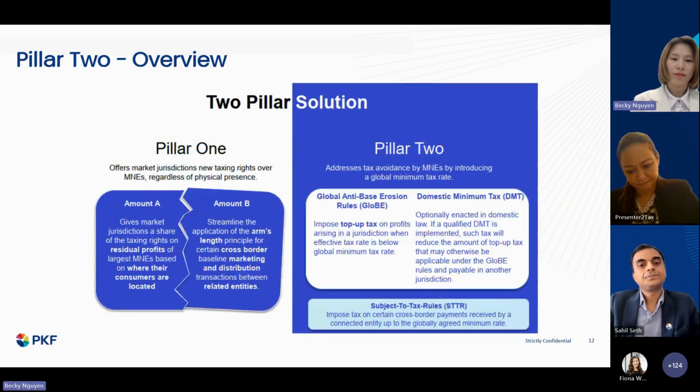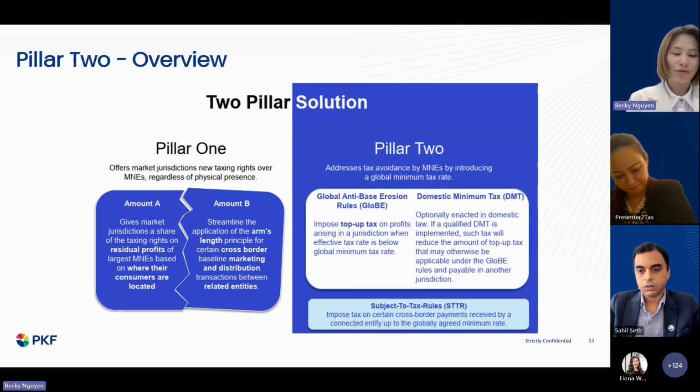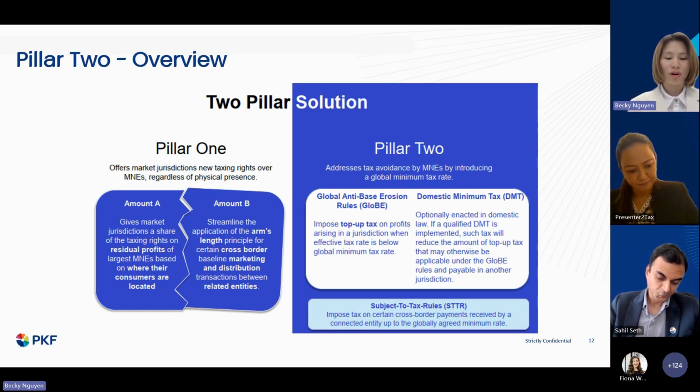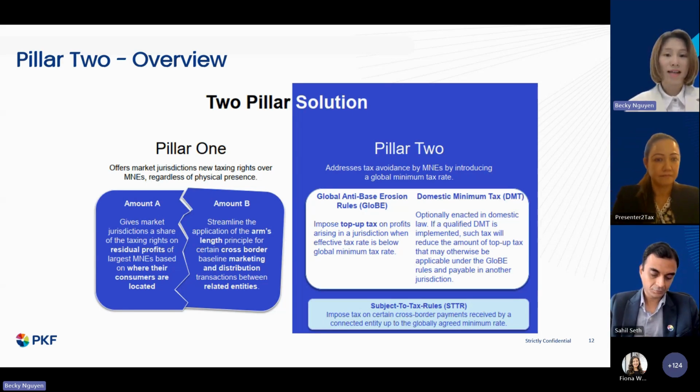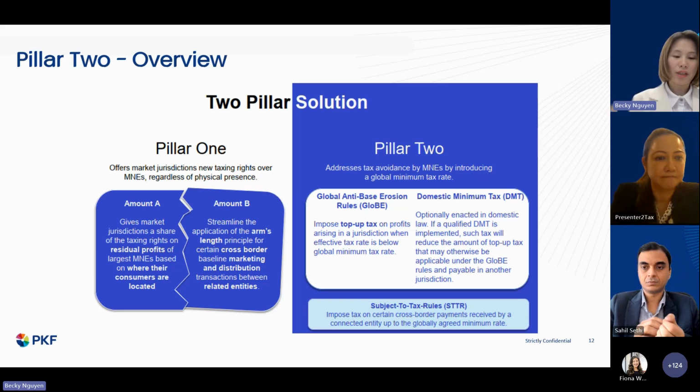Pillar 1 refers to the reallocation of taxing rights. It ensures that countries where consumers are located have the right to tax the profit generated by the digital companies. And Pillar 2 established the global minimum tax of 15%. So companies with a profit above a certain threshold must pay a minimum level of 15% tax in every jurisdiction that they operate.